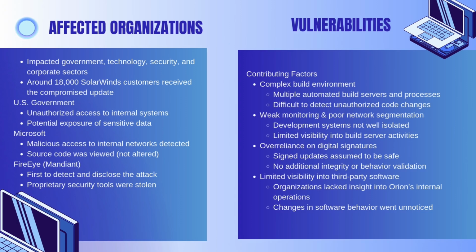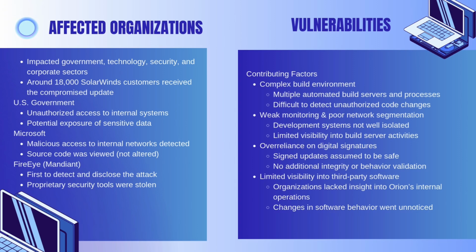The next one is FireEye. It was the first organization to detect and publicly disclose the attack. Attackers stole proprietary red team tools, and the discovery led to a global investigation into the breach. Other global enterprises include telecommunication companies, software security firms, and Fortune companies. Some systems were partially shut down.